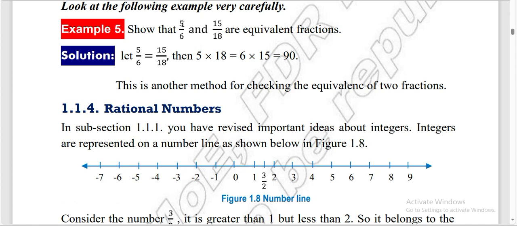Show that 5/6 and 15/18 are equivalent fractions. Easily, you can reduce by 3 and get 5/6, so they are equivalent fractions. Or you can cross multiply 5/6 = 15/18, then we get 90 equals 90. These fractions are known as equivalent fractions.